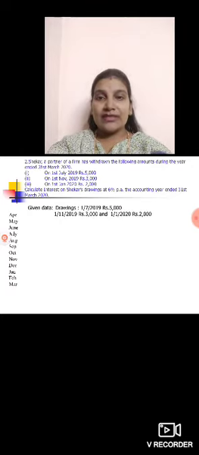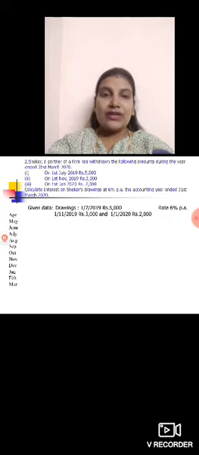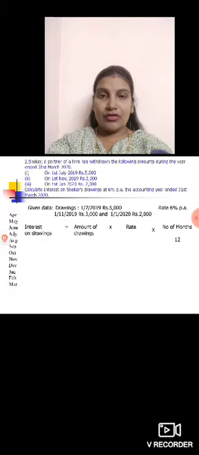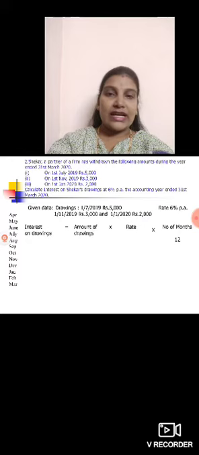We will see what the given data is first. First record the drawings amounts. On 1st of July, 1/7/2019, he withdrew 5,000 rupees. Next, on 1/11/2019, November, rupees 3,000, and on 1st of January 2020, 2,000 rupees. Then the rate of interest is 6% per annum, and we apply this in the formula. Interest on drawings equals amount of drawings into rate into number of months divided by 12 months. Outstanding months have to be considered.